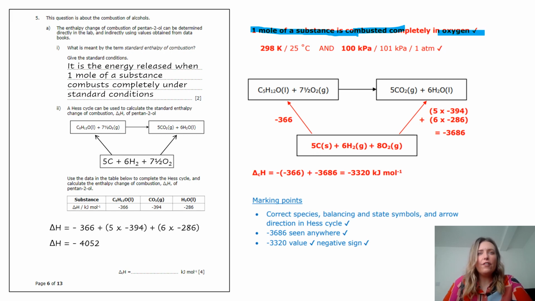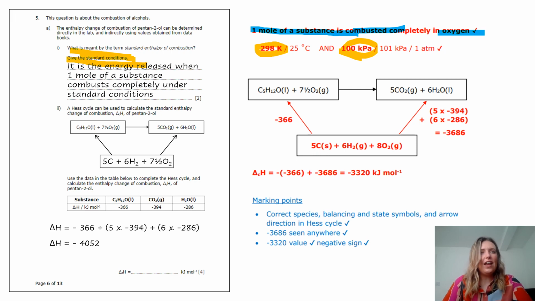They've also completely forgotten to do the second part of the question, which says give the standard conditions. The standard conditions that you must mention are the temperature and the pressure. 1 mole per decimeter cubed is a standard condition, but it's not relevant here because there are never going to be any solutions for enthalpy change of combustion. So if you've mentioned 1 mole per decimeter cubed, it's just going to get ignored. You just need these 2. Okay, that's the second one.